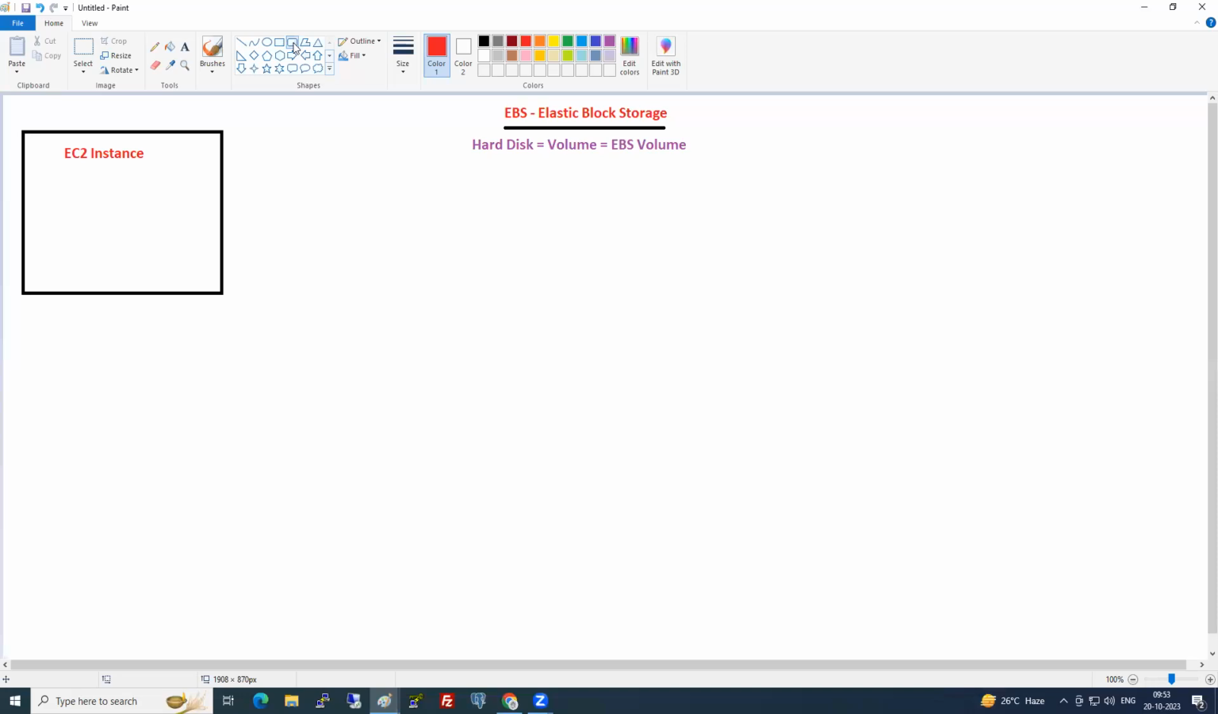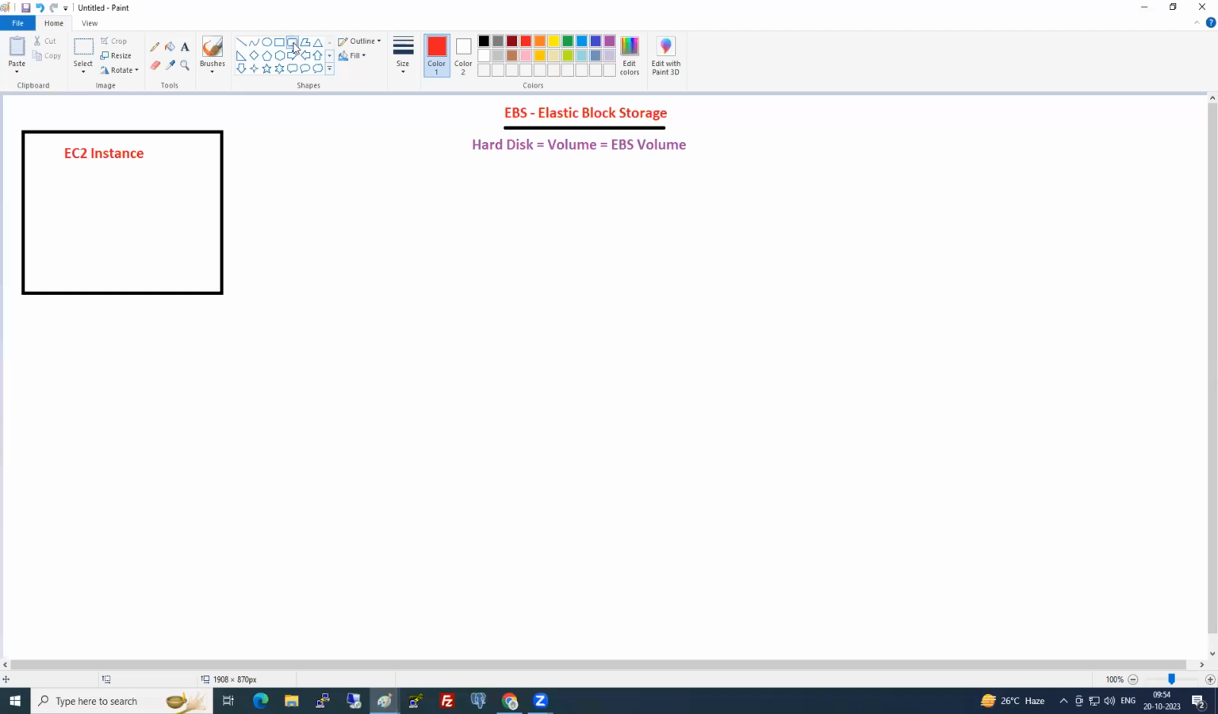What is that volume called? We call it the root volume. What does the root volume contain? Operating system. So when you're launching the EC2 instance, by default one volume will come. That is the root volume, and it contains the operating system. How many root volumes can an EC2 instance have? Only one, right? How many operating systems will be there? Only one.